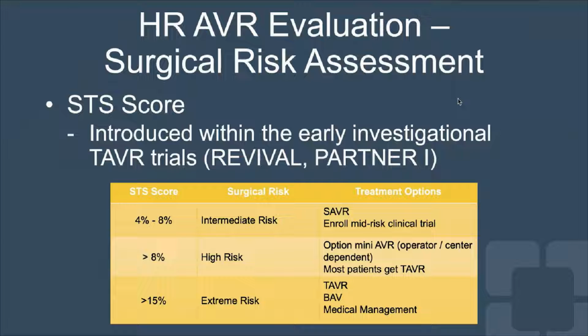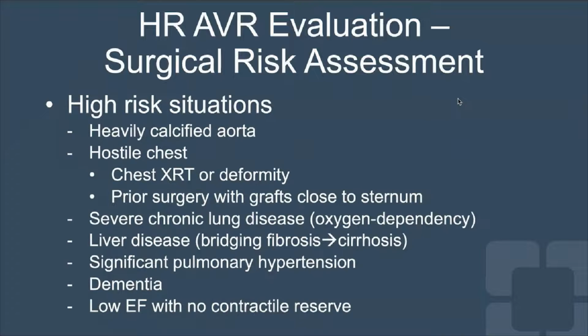operation. In high-risk patients, in some centers, these patients are still offered open surgery, but this is dependent, and only the best centers with the best outcomes will take these patients for open surgery. In other centers, these patients are undergoing TAVR, and the extreme risk patients, or those with a greater than 15% risk of mortality, in most centers, these patients are either undergoing TAVR or being managed medically.